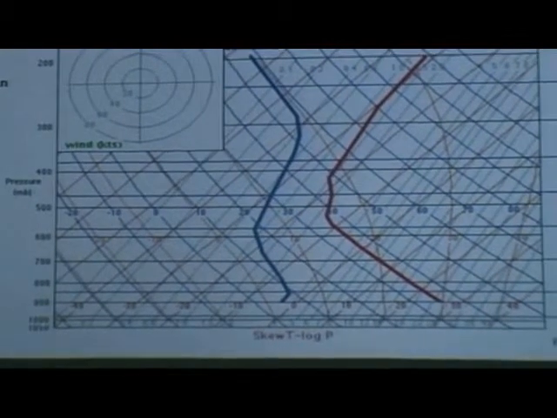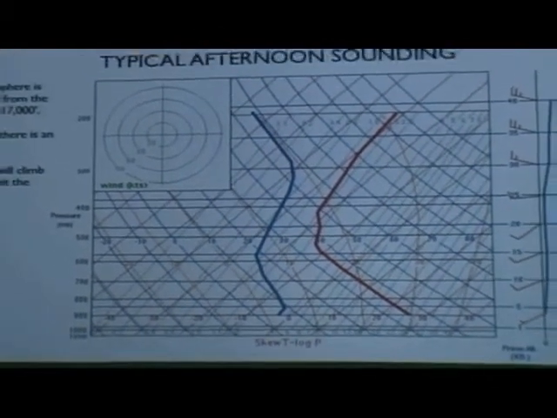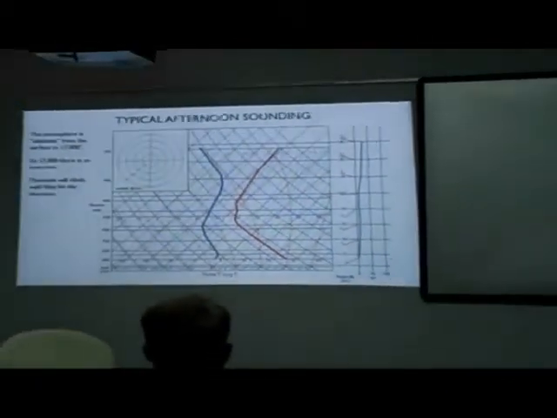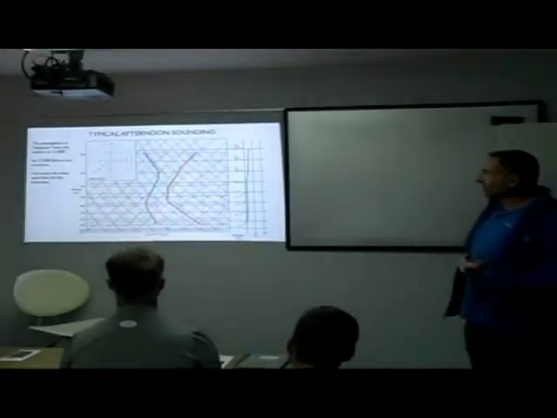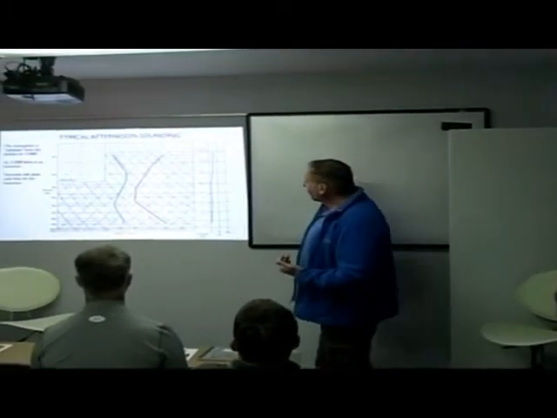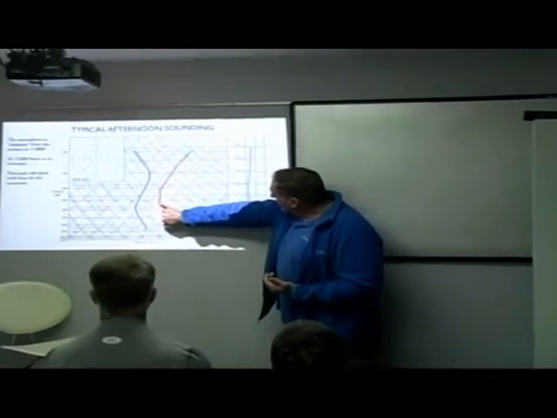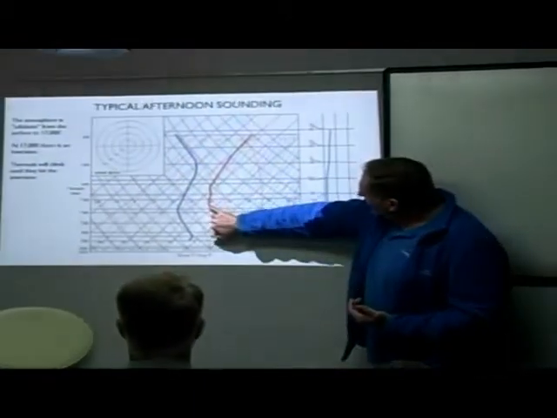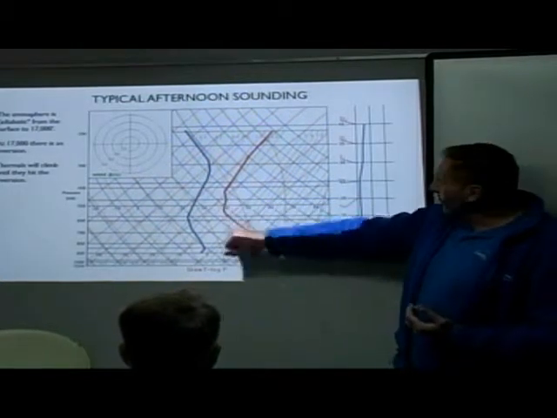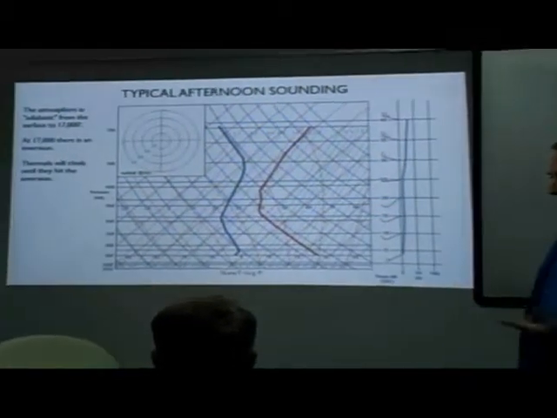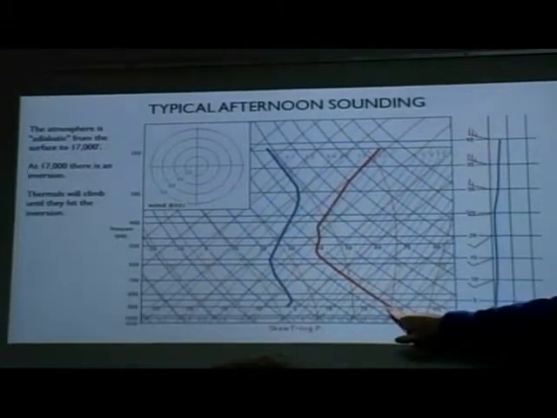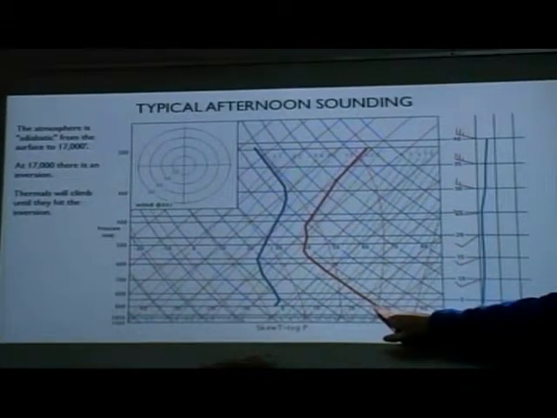One of the things to note, it's not actually an inversion. The temperature doesn't actually decrease with altitude. It just stops decreasing adiabatically. So it's still cooler here than it is here. It's just not adiabatically cooler. So it's not a true inversion.